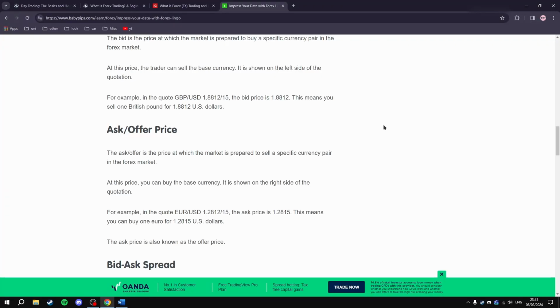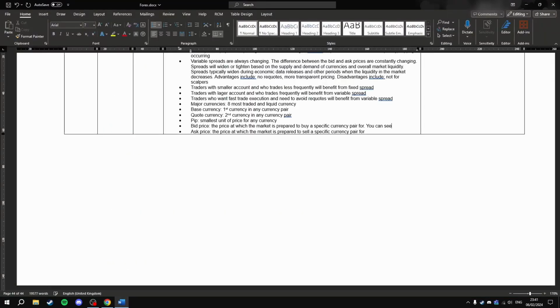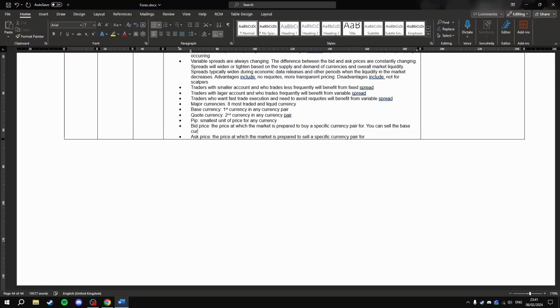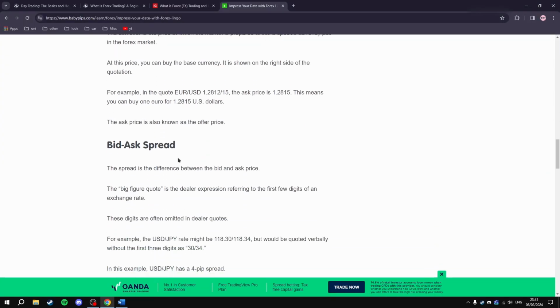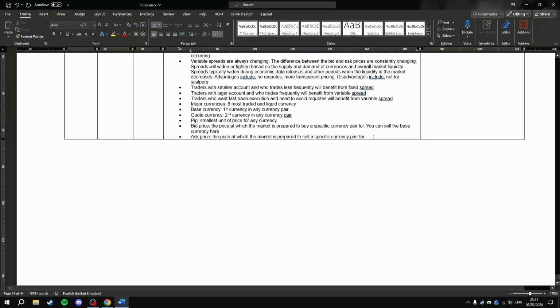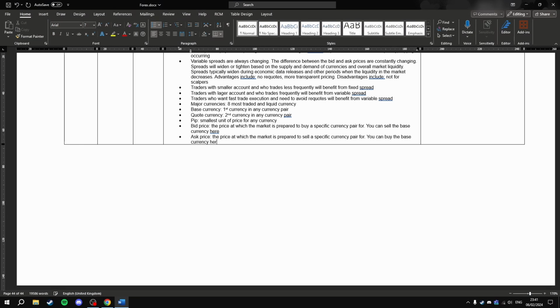You can sell the base currency here. You can buy the base currency here.